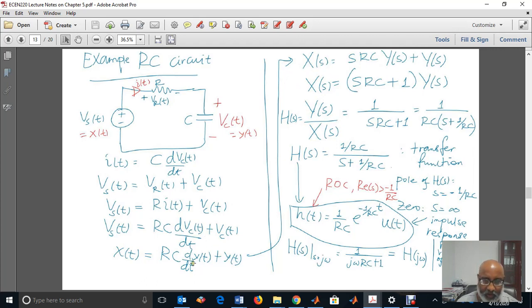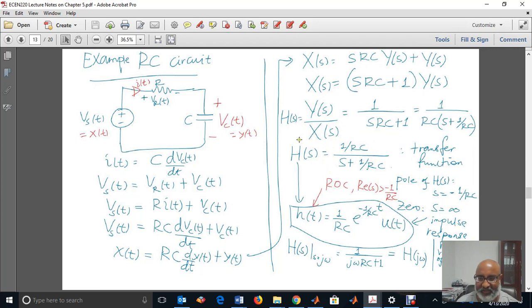If we change this to the Laplace domain, we have X of s. For the derivative of y of t, I will have s times Y of s. So this will be s times RC times Y of s plus Y of s. What is common here? Y of s is common. It will be s times RC plus 1. Then H of s is Y of s over X of s, which is equal to 1 over sRC plus 1. If we rearrange this, take RC common, I will have s plus 1 over RC. Then H of s is equal to 1 over RC divided by s plus 1 over RC.